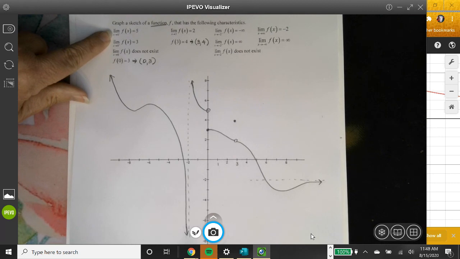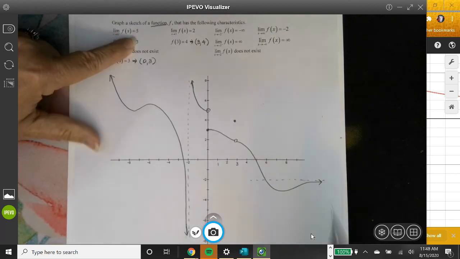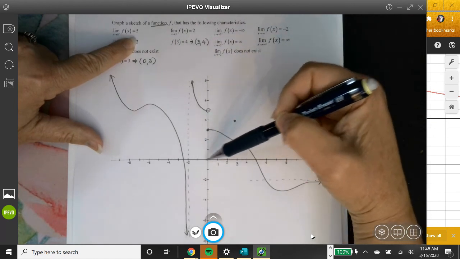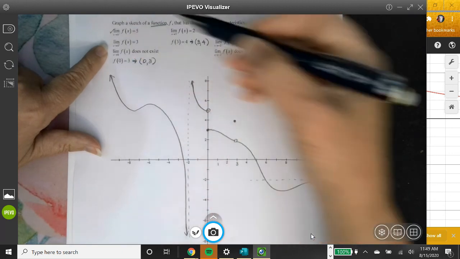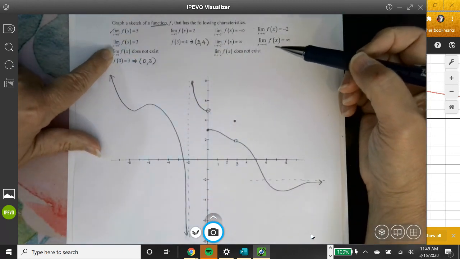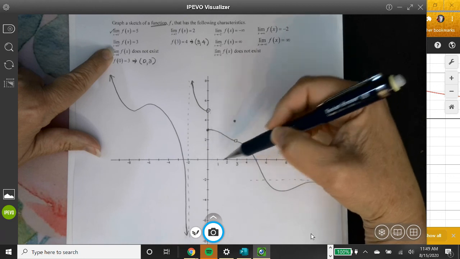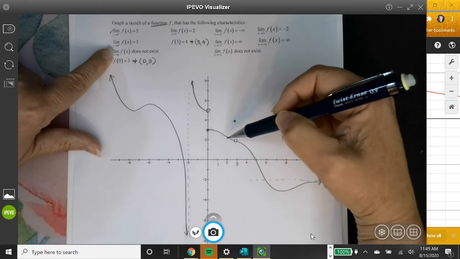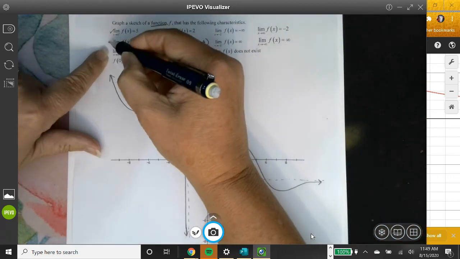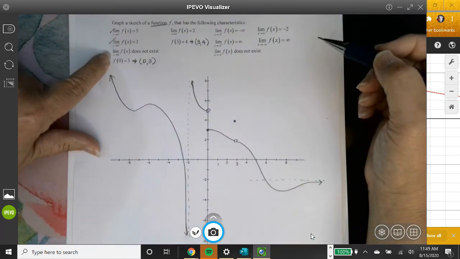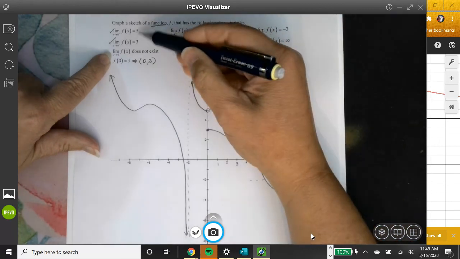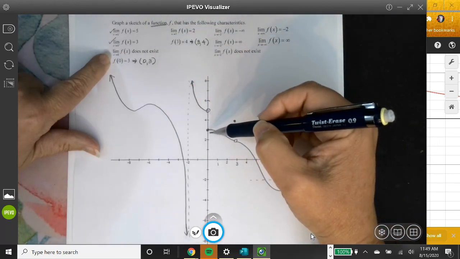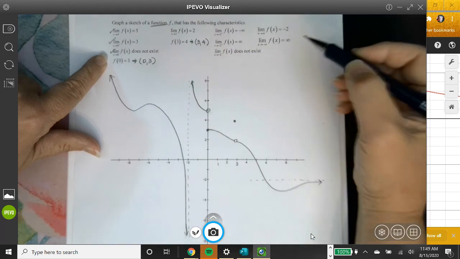So the limit of f of x as x approaches 0 from the left side has to be 5. Well, as x approaches 0 from the left side, my function has to be approaching 5. That works. So I can say check. The limit of f of x as x approaches 0 from the plus side, as x gets closer and closer to 0 from the plus side, has to equal 3. Check. The limit as x approaches 0 does not exist. Well, these are different numbers, and certainly my graph has a jump going on here, so that is a check. I agree it does not exist.